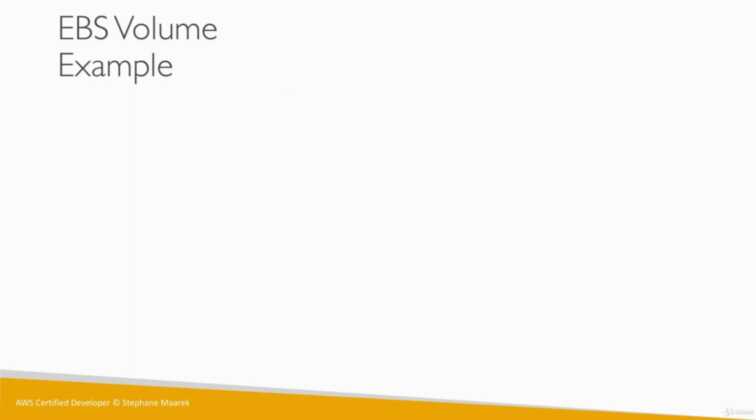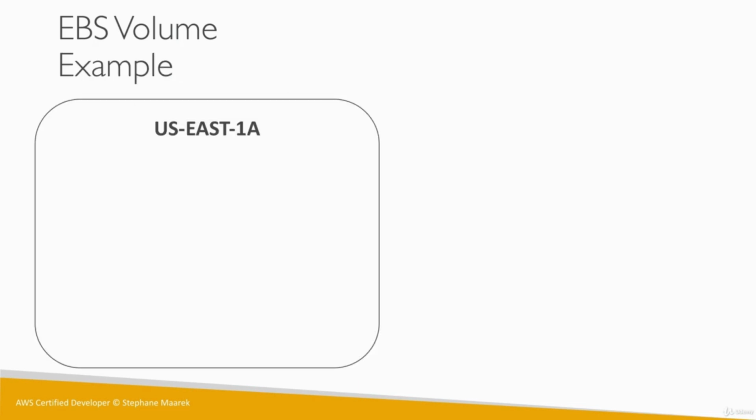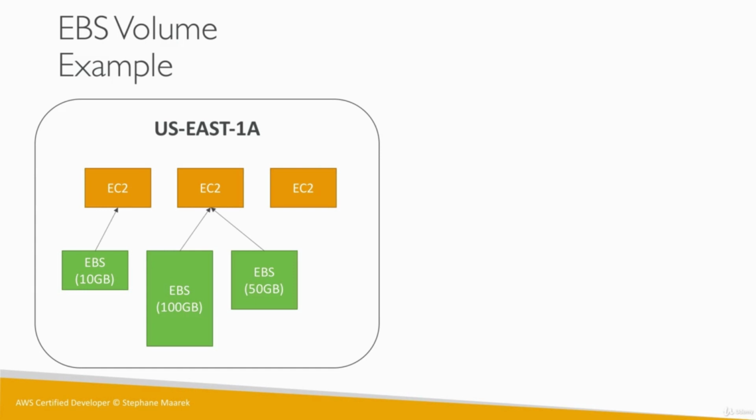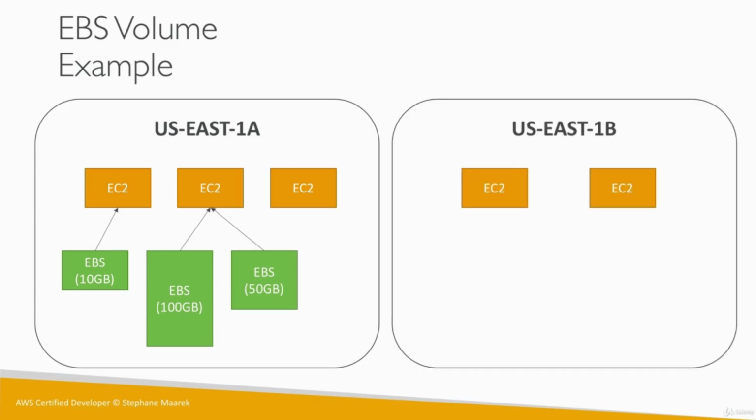So in an example, if we want to see a diagram, we have US East 1A, and we have 3 EC2 instances. The first one may have a 10 gigabyte EBS volume attached to it. The second one may have 2 EBS volumes attached to it with 100 gigabytes and 50 gigabytes. So as you can see, we can attach multiple EBS volumes to the same instance. And EC2 instance number 3 doesn't have anything attached to it. Similarly, in US East 1B, we have only one EBS volume attached to our EC2 instance, and it's 50 gigabytes. So as you can see here, the EBS volumes are really tied to a specific availability zone, okay? And that's what I want you to remember.